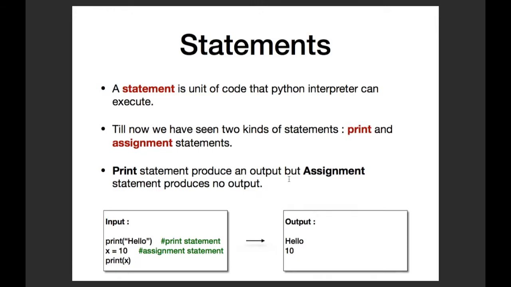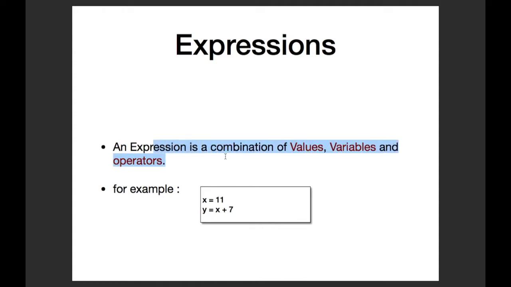So let's see expression. An expression is a combination of values, variables and operators. For example, y is equal to x plus 7. Here x is a variable, plus is an operator, and 7 is a value. So this is how an expression looks like.